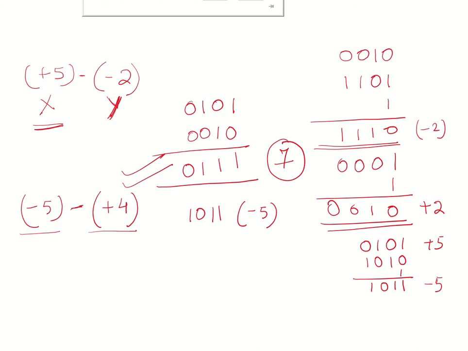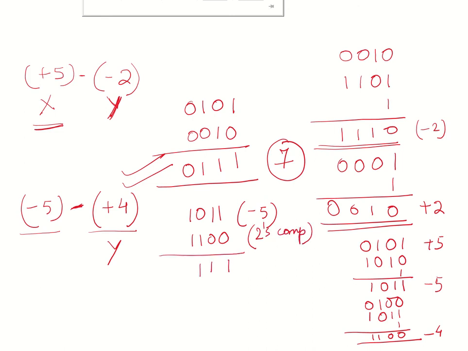Now I have to subtract plus 4 from this. So this is y. When I have to subtract y, I have to take the 2's complement of y. Y currently is this. If I take the 2's complement of y, I will get this. This is minus 4, 1 1 0 0. This is the 2's complement of 4. Now I have to add them and ignore the carry out. So I get this.